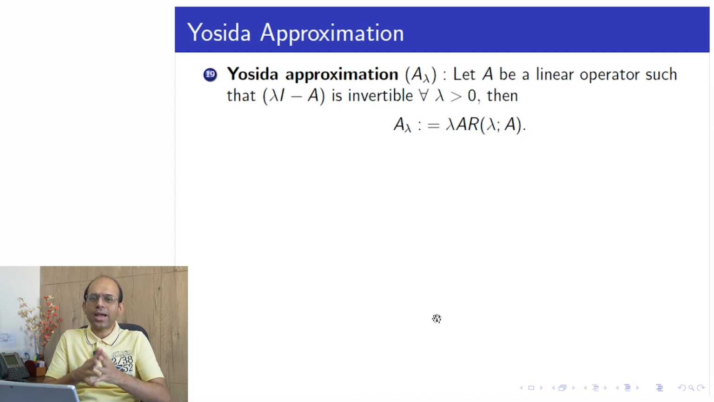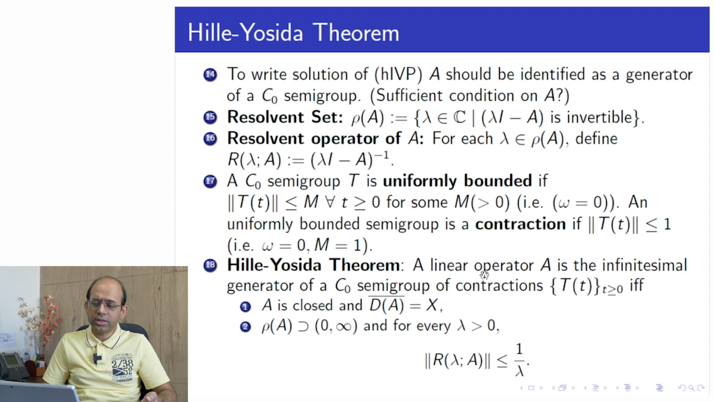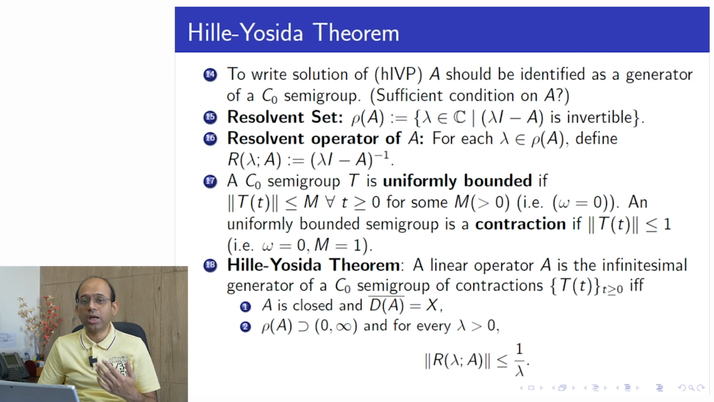So that discussion we have already seen, and that led to one conclusion: for a bounded linear operator A, the semigroup generated by A is easily obtained, that is just e to the power of t times A. However, in the Hille-Yosida theorem, A need not be a bounded linear operator. A could be an unbounded operator.